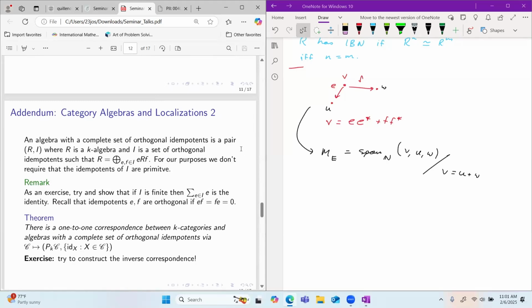A related notion, which we'll talk about, is algebras with a complete set of orthogonal idempotents. So by this we mean a pair (R, I) where R is a K algebra and I is a set of orthogonal idempotents subject to this constraint here. For our purposes, we're also not going to require that the idempotents are primitive. By primitive, I just mean, I'll write this down quick.